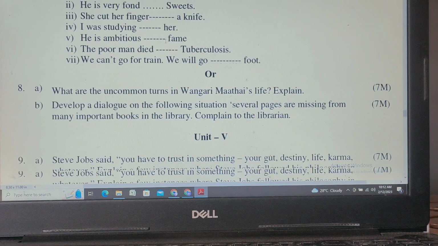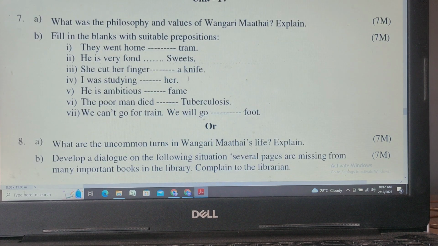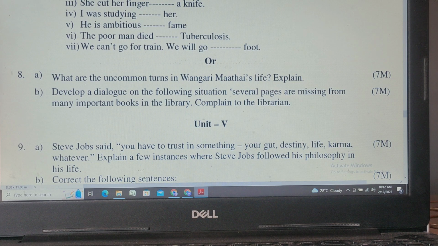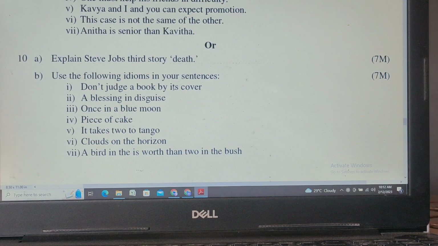Unit 4 Mathai and prepositions, Mathai and dialogue. So that's what unit 4 is, a combination of Mathai for sure, but the other general questions are things like prepositions, dialogue writing, paragraph writing, and other things. So unit 4 is a bit easy for you. Unit 5 it's again Steve Jobs and correction of sentences, Steve Jobs and idioms. So you can observe that idioms are taking a major role in your question paper. So I believe that you should pick up these idioms at least and try to put them in your own words and try to find out the meaning of these.